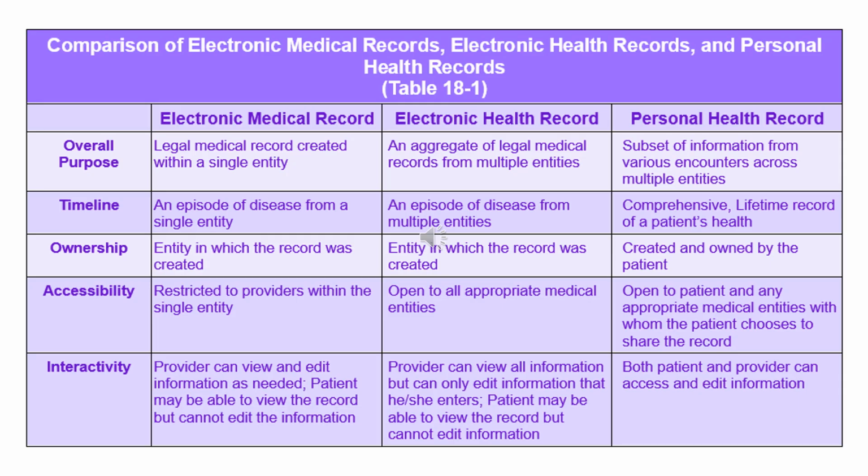This table from your book basically just summarizes what we just went over on that last slide about the differences between EMRs, EHRs, and personal health records. It breaks each one down very well to show each record's overall purpose, their timeline, who owns each one, who has access to each one, and then also who can interact with each of these records.